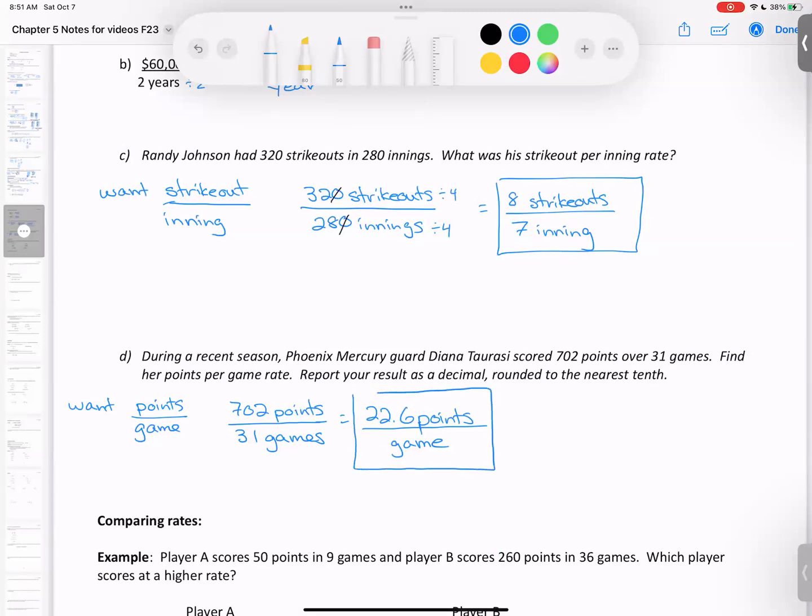And this is very useful because once we have unit rates like this, now we know she's scoring an average of 22.6 points per game, right? So in some games, she's going to score more. In others, she's not going to score as many or maybe none at all. But overall, her kind of typical score is 22.6 points in a game. We can use this because now we can compare among different people. We can see what each of their points per game rates are. And that's what we'll do in our next section.